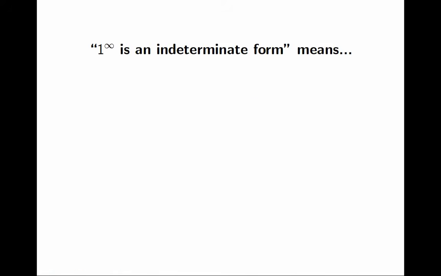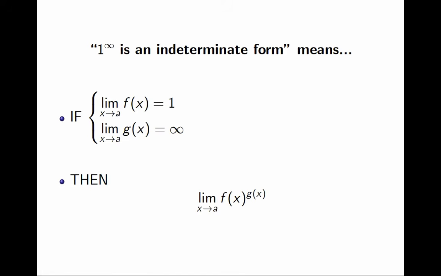First, let's remember what it means to say that 1 to the infinity is an indeterminate form. It means that if I am trying to calculate a limit like the one here at the bottom, the limit of a function f of x raised to the power of another function g of x, and if I know that separately the limit of the base f is 1 and the limit of the exponent g is infinity, then what can I say about the full power?